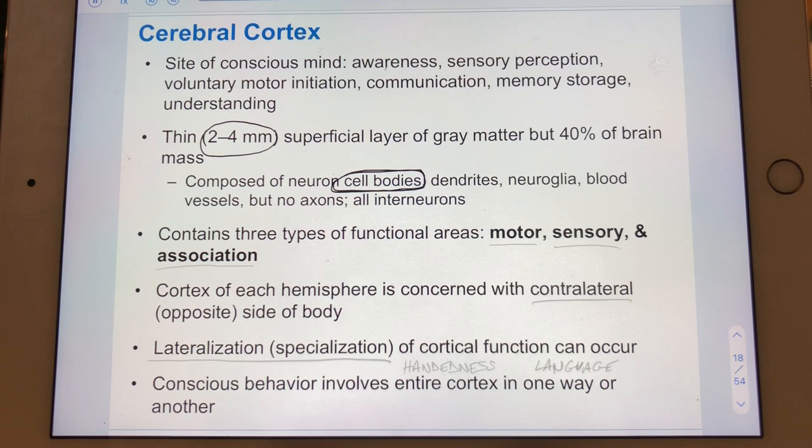All right. The cerebral cortex, sure, it's divided into lobes, but it's also divided into three kind of more general functional areas. There's a whole neighborhood that's motor in function. There's a whole neighborhood that's sensory in function. And there's a whole neighborhood that we call association. We have motor areas, sensory areas, and association areas. Okay.